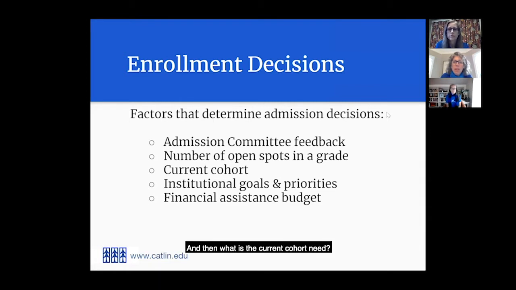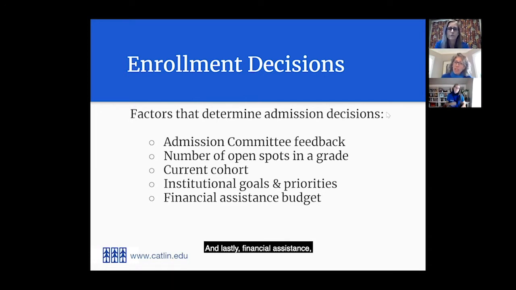And then what does the current cohort need? What is the mix of students in that grade in terms of personality, in terms of learning needs, in terms of diversity of all different kinds? What is it that would complement that cohort? We think about that question when we're making admission decisions. Institutional goals and priorities, that's everything from advancement priorities to affiliations with the school, alumni children, employee children, siblings, keeping families together. Those are all layers that factor into the ultimate decisions that are made.